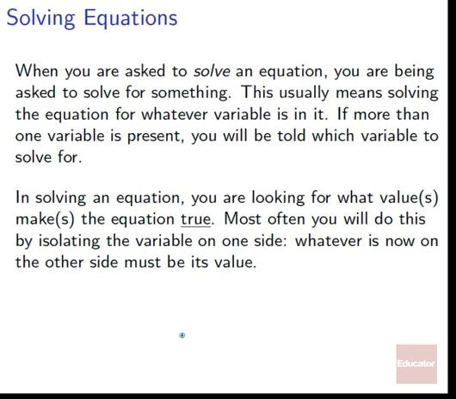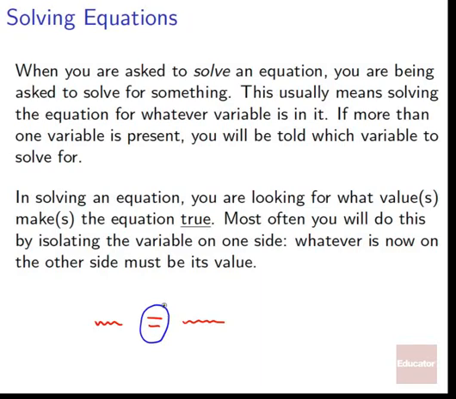When you're asked to solve an equation, you're being asked to solve for something. This usually means solving the equation for whatever variable is in it. If more than one variable is present, you'll be told which variable to solve for. What does solving an equation mean? It means you're looking for the things that make the equation true, right? You are told that this side equals this side, right? Stuff on left equals stuff on right. But they've both got variables in it, or one side has variables in it, or one side has just one variable in it. But the point is that depending on what that variable is, or depending on what those variables are, that equation might no longer be true.